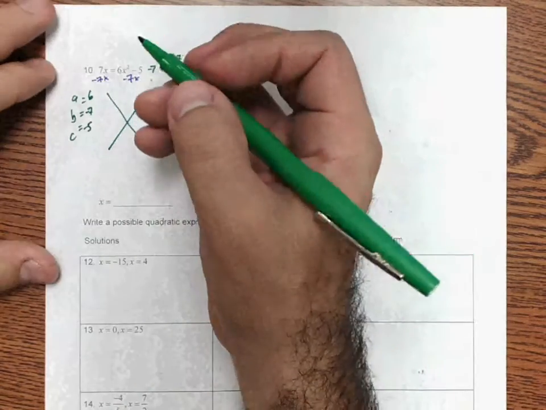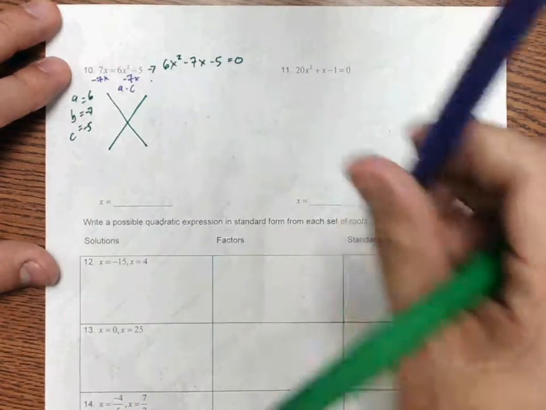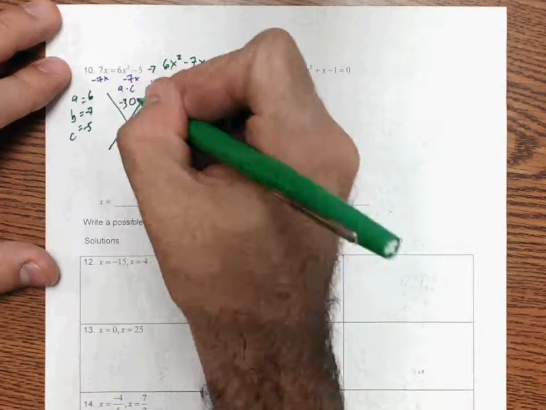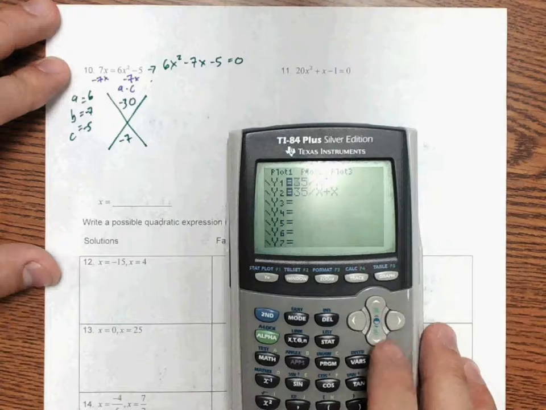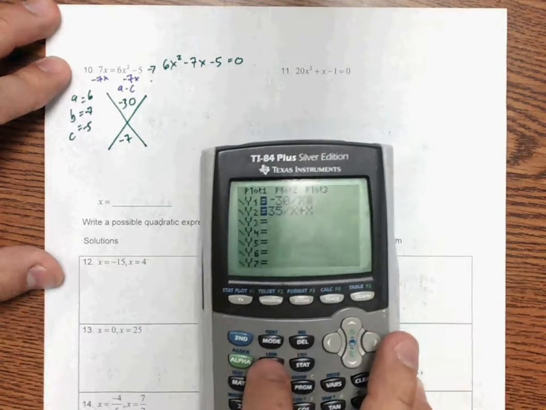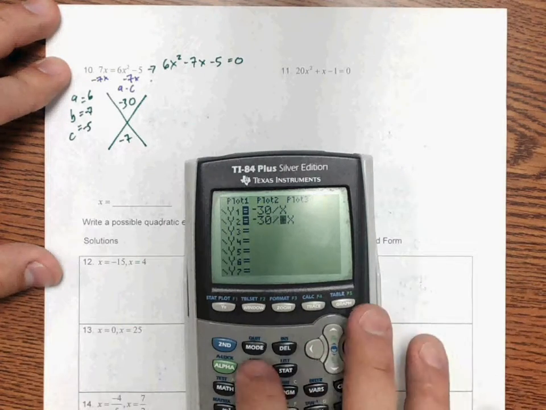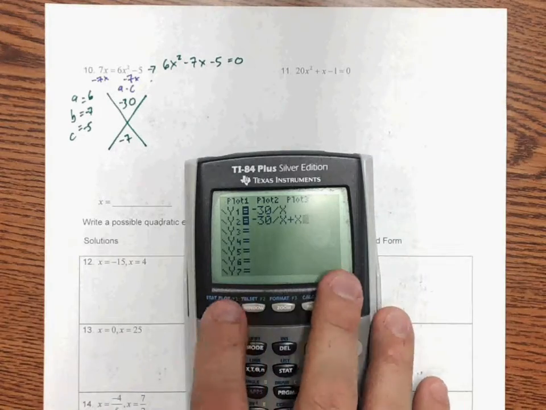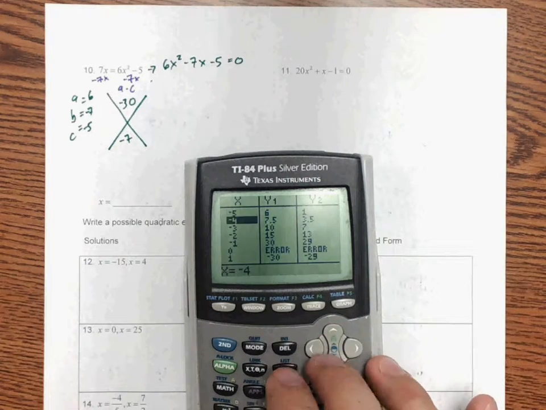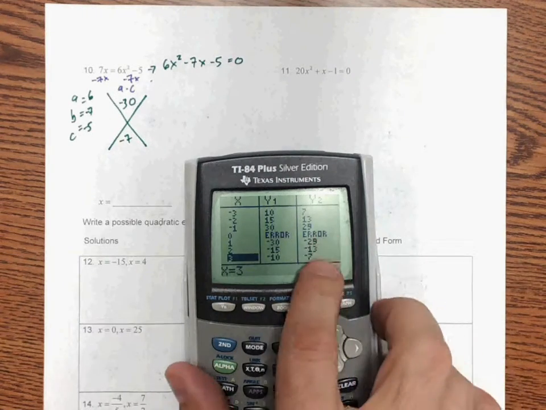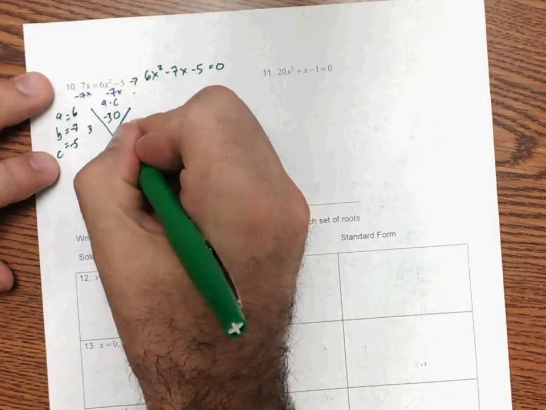Okay, so on the top goes A times C, which is 6 times negative 5, which is negative 30, and on the bottom is negative 7. So I'm going to go ahead and plug that in here. So negative 30 divided by x, and negative 30 divided by x plus x. Okay, so I'm looking for negative 7 in the far right hand column. This is positive 7. Let me go down this way a little bit. And there we go. Negative 7 is 3 and negative 10. So I'm going to make a 3 over here, negative 10 over here.